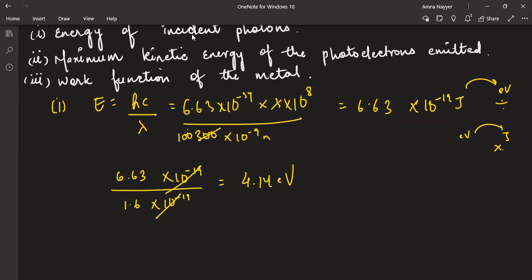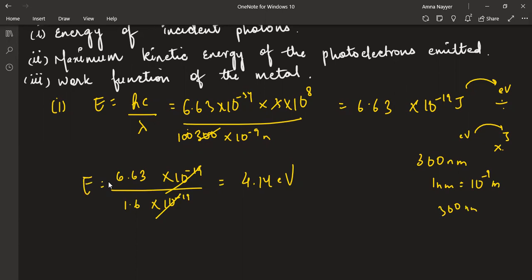4.14. Someone was asking me about 300 into 10 to the power minus 9. See, wavelength is given as 300 nanometer. 1 nanometer is equal to 10 to the power minus 9 meters. So if 1 nanometer is 10 to the power minus 9 meters, 300 nanometers will be 300 into 10 to the power minus 9. It is not 300 plus, it is 300 into 10 to the power minus 9. Okay, so this is the energy in electron volts.